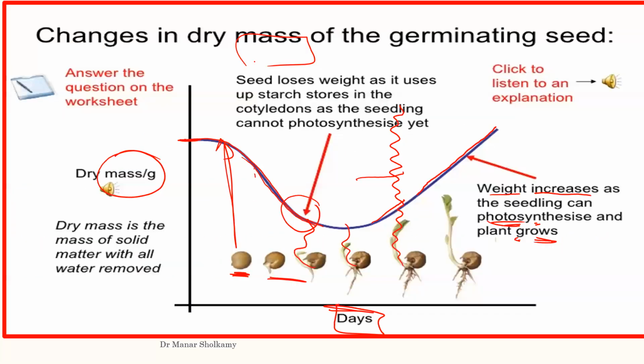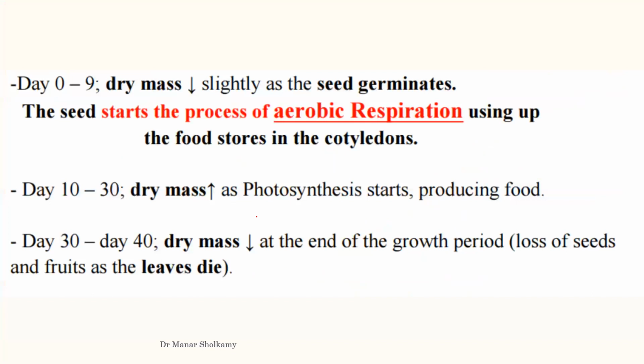Now, this graph, if it comes to you, it will come in paper 6, and then they will ask you this classic question that they always ask you, describe the graph. When you describe the graph, you always have to take numbers from the graph. We know this by now. So you will go to the graph and use the days and describe what is happening and you will explain. This is the part between description and explanation. So the describing part, from day 0 to day 9, the dry mass will decrease as the seed germinates. Why? Because the seed will start the process of aerobic respiration, using up the food stores in the cotyledon. So this is the description and the explanation.